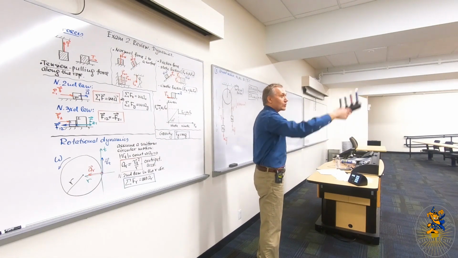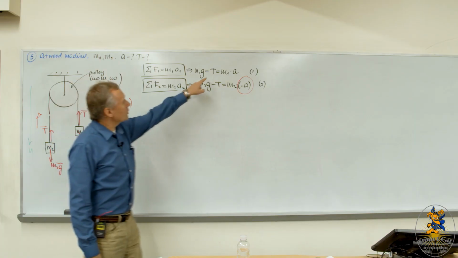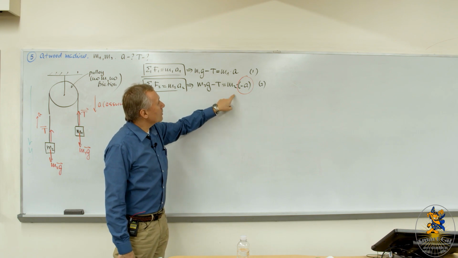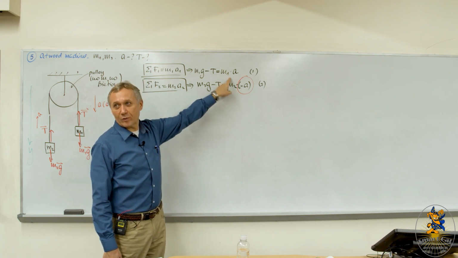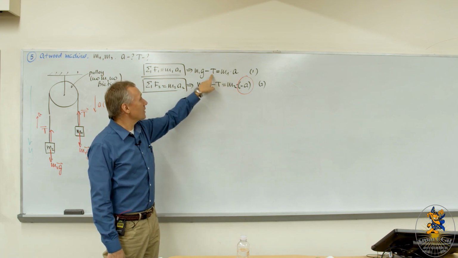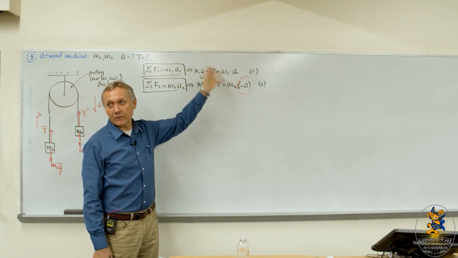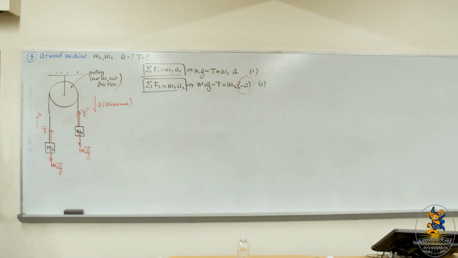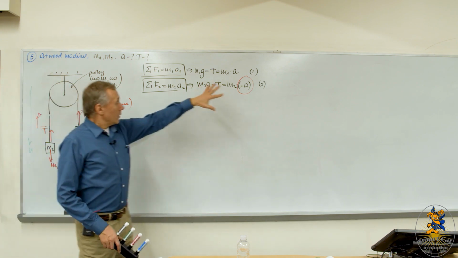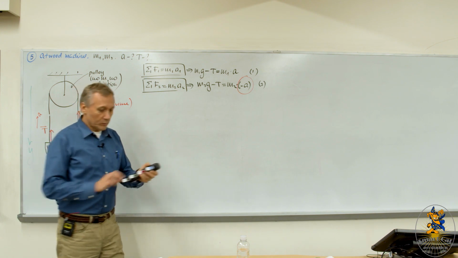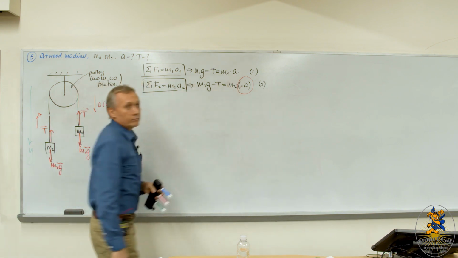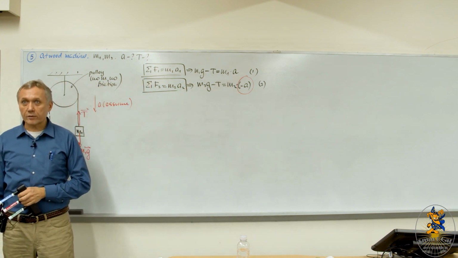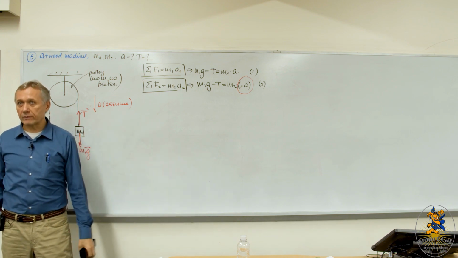For example, if I wanted to get rid of this tension, I would just take equation number 2 and subtract it from equation number 1. That tension would be negative, this tension would then be positive, and of course you will get an equation for only one unknown, a. But again, I don't want to do that. My goal was just to write down these equations. So two unknowns, tension and acceleration, two equations. You can solve it for whatever you need to solve.